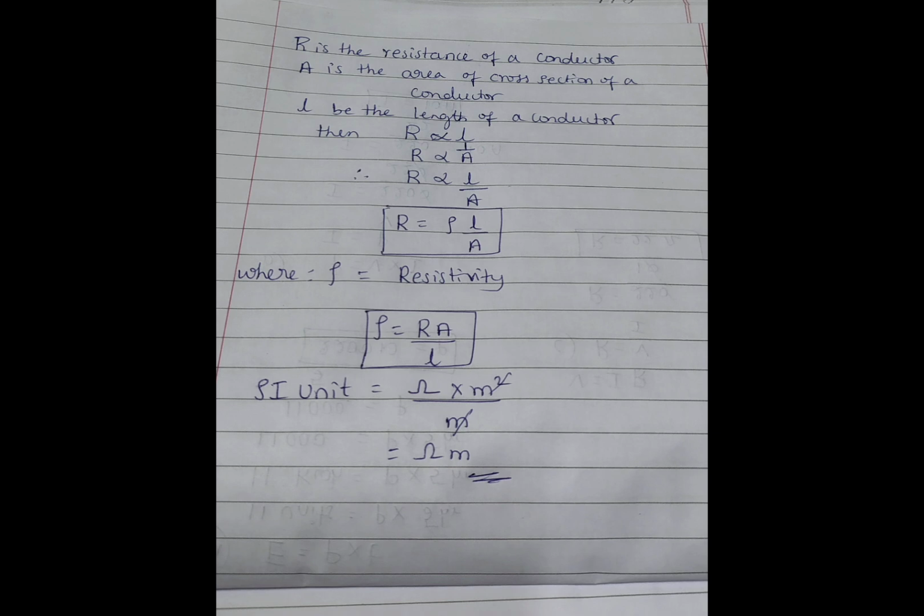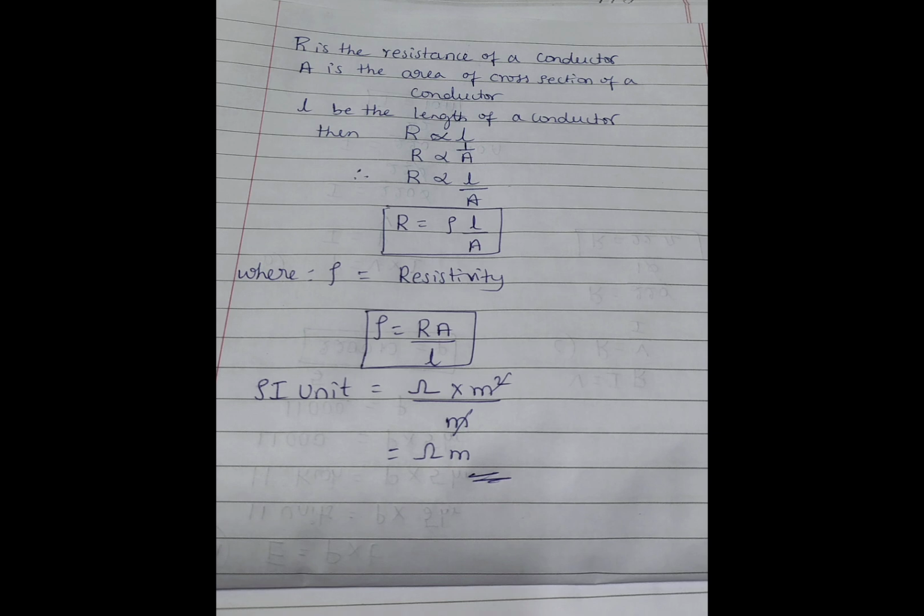So we know the relationship between R, L and A. R is directly proportional to L. R is inversely proportional to the area of cross section. That one we can write as R proportional to L, and R proportional to 1 by A.